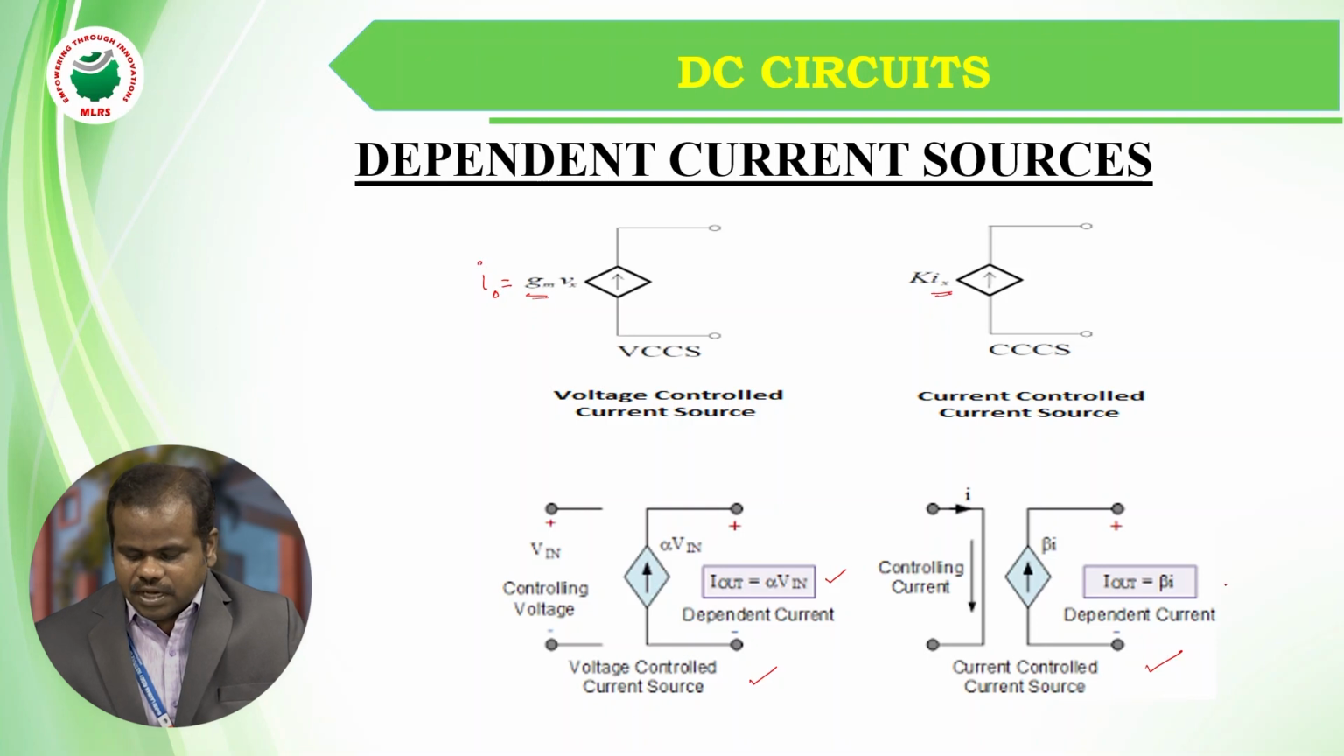Similarly, coming to the current controlled current source, the output current is dependent on the current through some other part of the circuit I, and the proportionality constant is given by beta, which is equal to the constant K which is represented above.